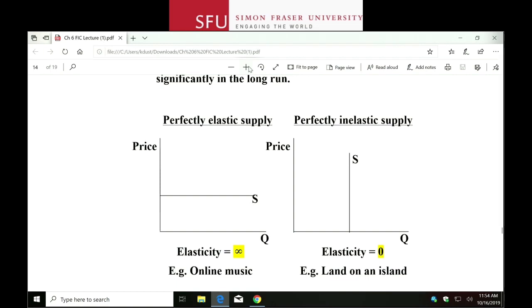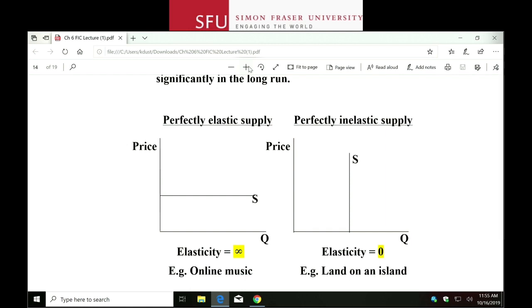So perfectly elastic. One example would be something like online music or something else that you can buy online, or like apps that you can buy, where it's software. Because for the producer, once they've made, say, a song and they've recorded the song, then it's very easy for them to make it available to the consumers. And so they will make the song available to, like, millions of people if people wanted it.